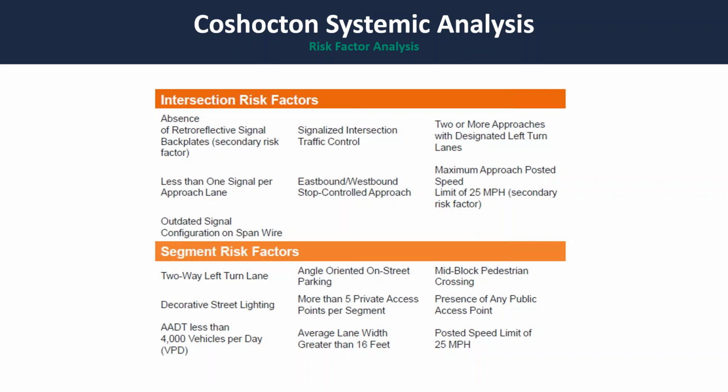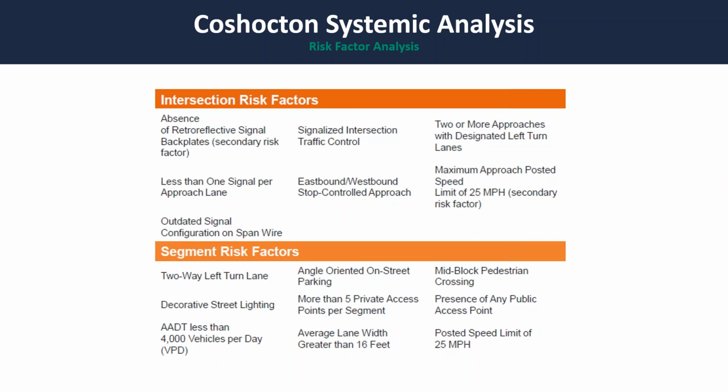How many signals per approach lane? Technically the national standard is to have 2 signals per through lane at an intersection, but some older signal setups like Coshocton had, some of their signals were 50 plus years old. They only had 1 signal head for a lane approaching. The outdated signals. It was interesting to see the maximum approach speed posted at 25 was a risk factor, although secondary. So I guess secondary would mean, if we're scoring this based off risk, it'd be given half a point instead of a point, basically.